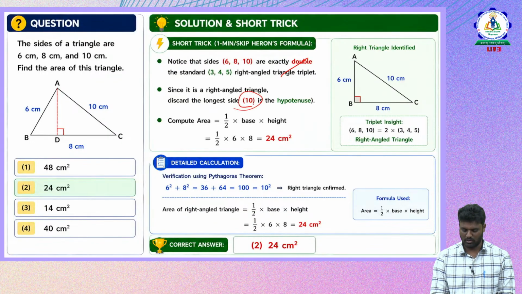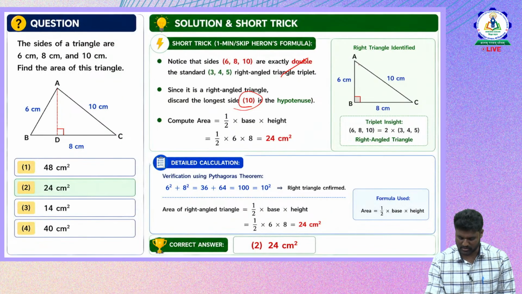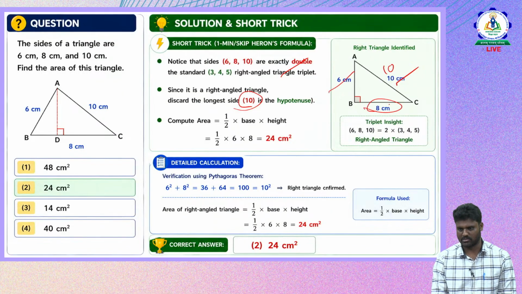So now we have identified that the given triangle measurements are in the form of a right angle triangle. So we represent it as a right angle triangle, where the hypotenuse is 10 centimeters, one side, the perpendicular, is 6 centimeters, and the other side is 8 centimeters. Okay, so now we have the values.